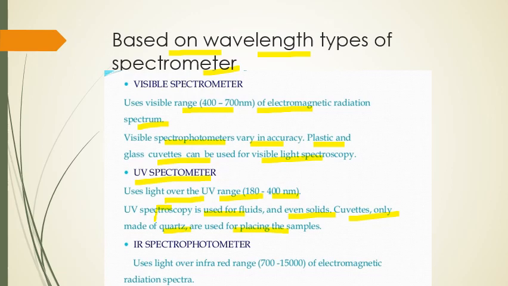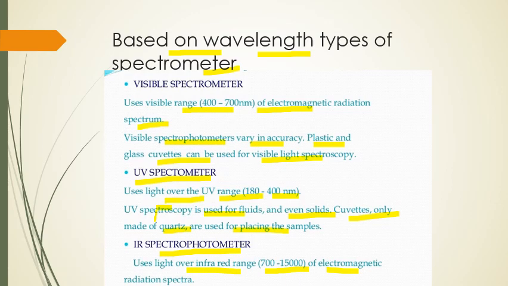quartz. The third one is IR spectrophotometer, and it uses the IR range of the radiation. What is the IR range of the radiation? It is 700 to 15,000 nanometers of the electromagnetic radiation spectra. And again, if we talk about the cuvette used in an IR spectrophotometer, that is also of glass and plastic, like visible.